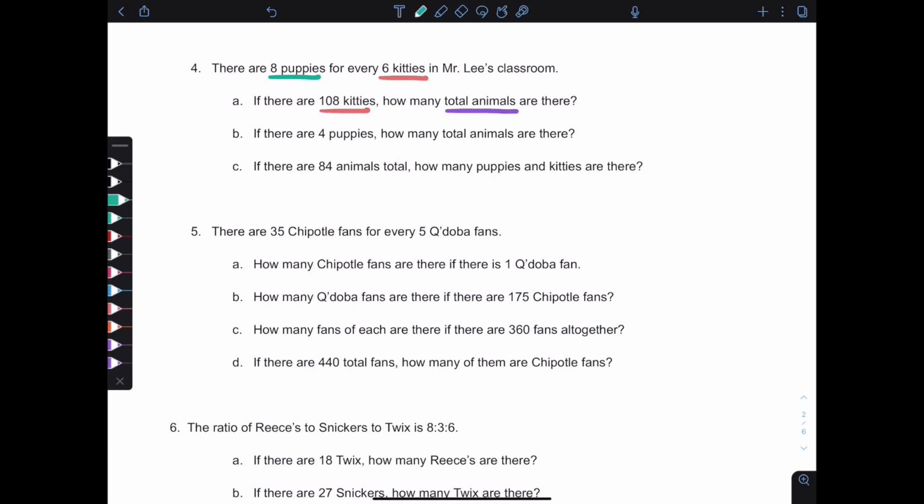So let's see. I will do P for puppies, and there are 8 of them. And we can use this K for kitties. K will be 6, and we can set up that initial ratio. And it says, what if there are 108 kitties? Well, that's not going to go on top. That'll go on bottom with the kitties. And we have to figure out how many total animals there are. So we're going to need that purple part for the total. Okay, so the total here, 8 plus 6, that is 14. So let's just write down any information we can get.